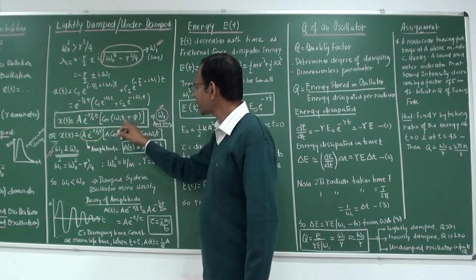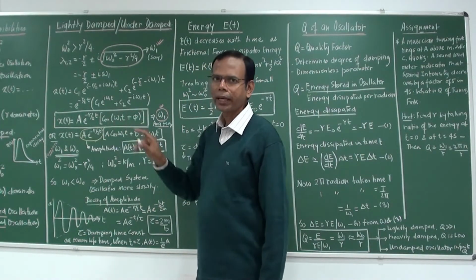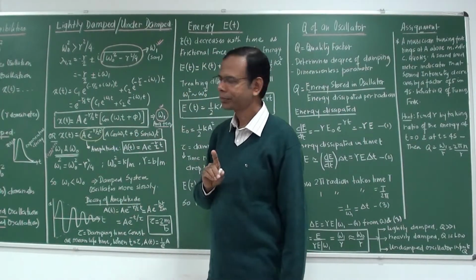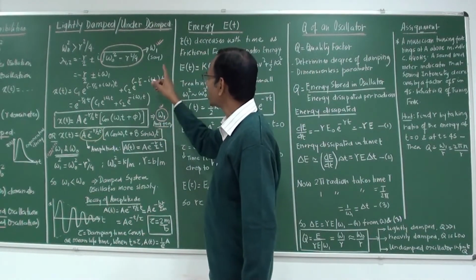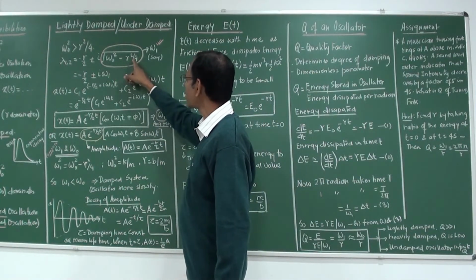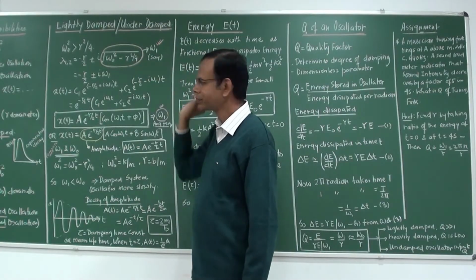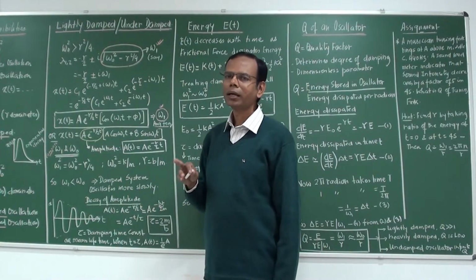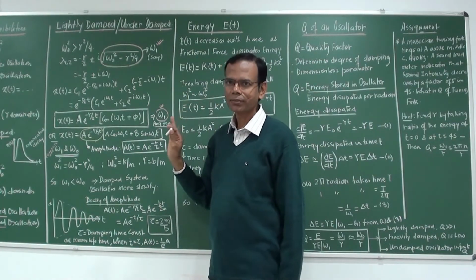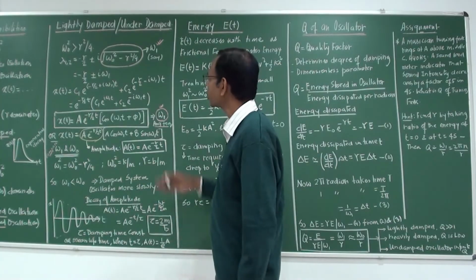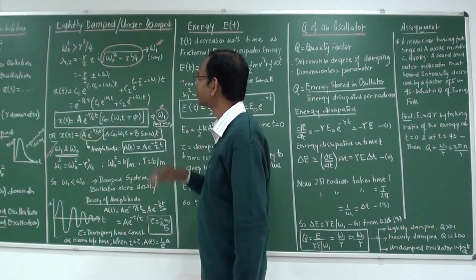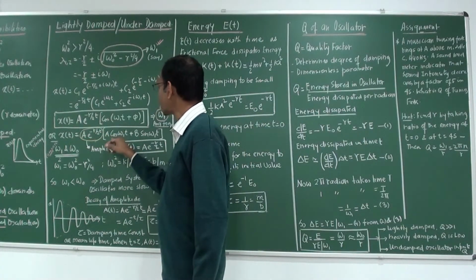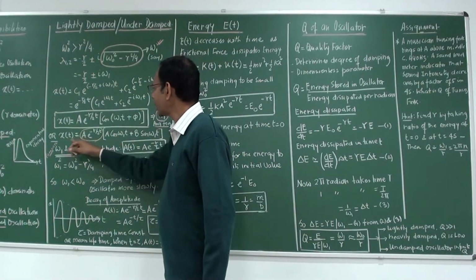What we need to remember is that we have got another player now, which is omega 1, and omega 1 is the square root of omega 0 square minus gamma square by 4. This is the angular frequency for the lightly damped case, or damped oscillation, because we are studying only this one.